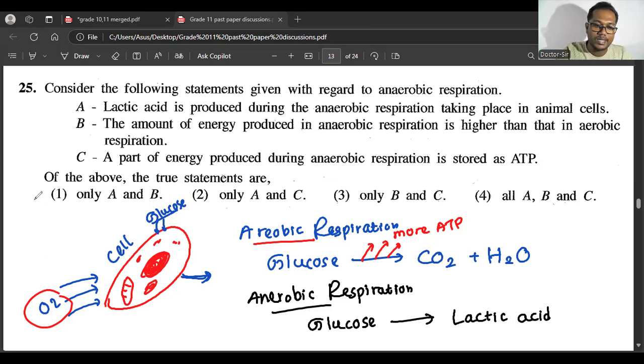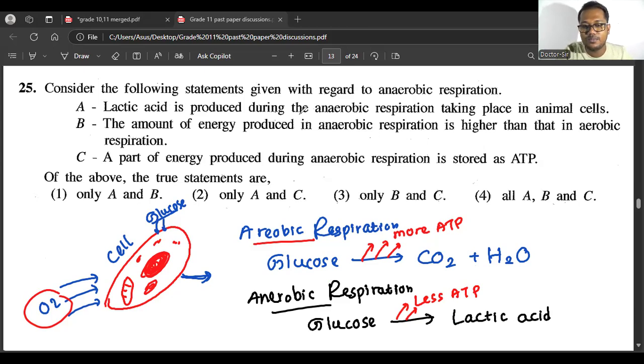So lactic acid will be produced there. But when the lactic acid is produced, we have less ATP production. Okay, so these are the concepts you should know. Right, now we go for the answers one by one.